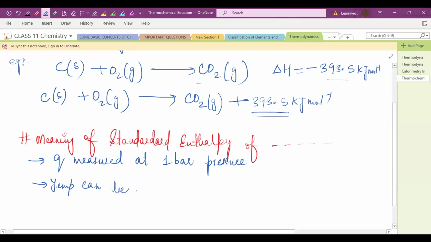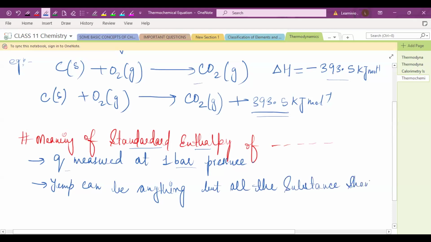So the temperature can be anything. If I say standard enthalpy of anything, the Q will be measured at 1 bar pressure, and the temperature can be anything, but all the substances should be in their standard state.